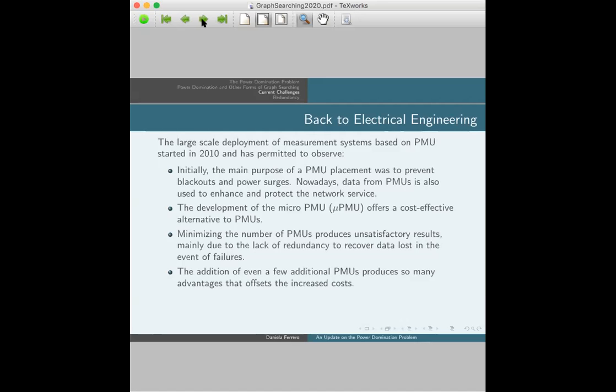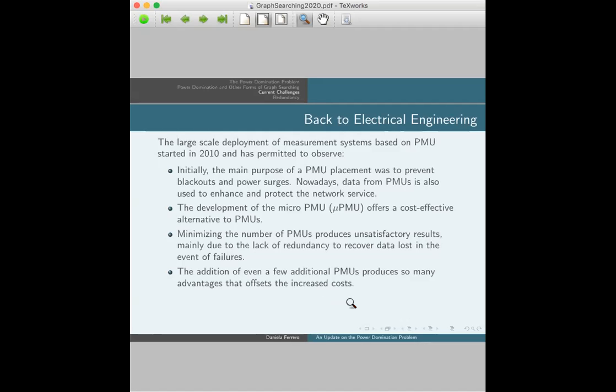Initially it was thought that it was important to have the minimum number of PMUs, because of cost. Now, people have realized that minimizing the PMUs produces unsatisfactory results, mainly due to the lack of redundancy to recover data lost in the event of failures. They have also observed that when they place a few more additional PMUs, the results are significantly better. So the advantages offset the increased costs.